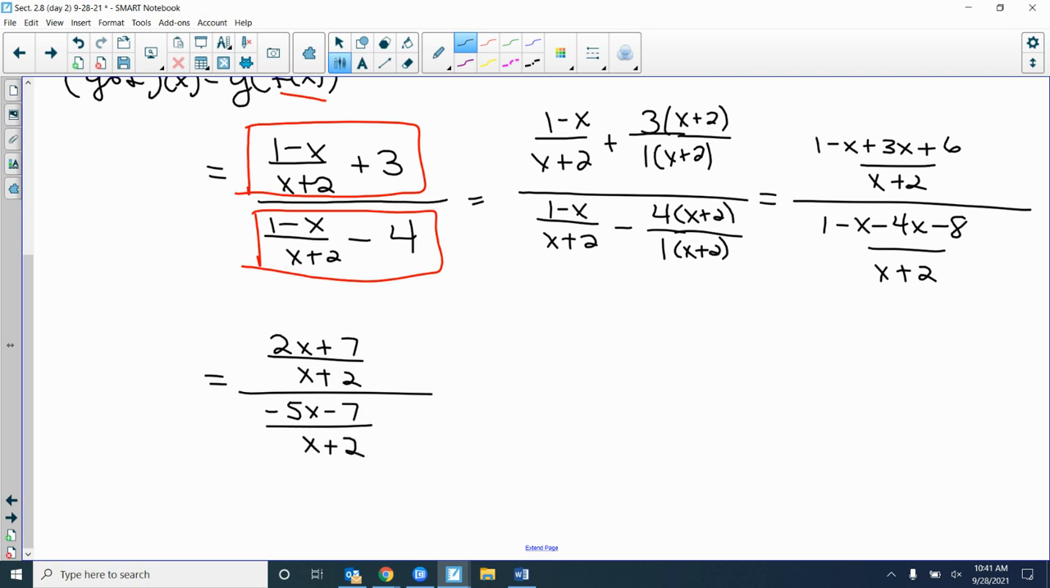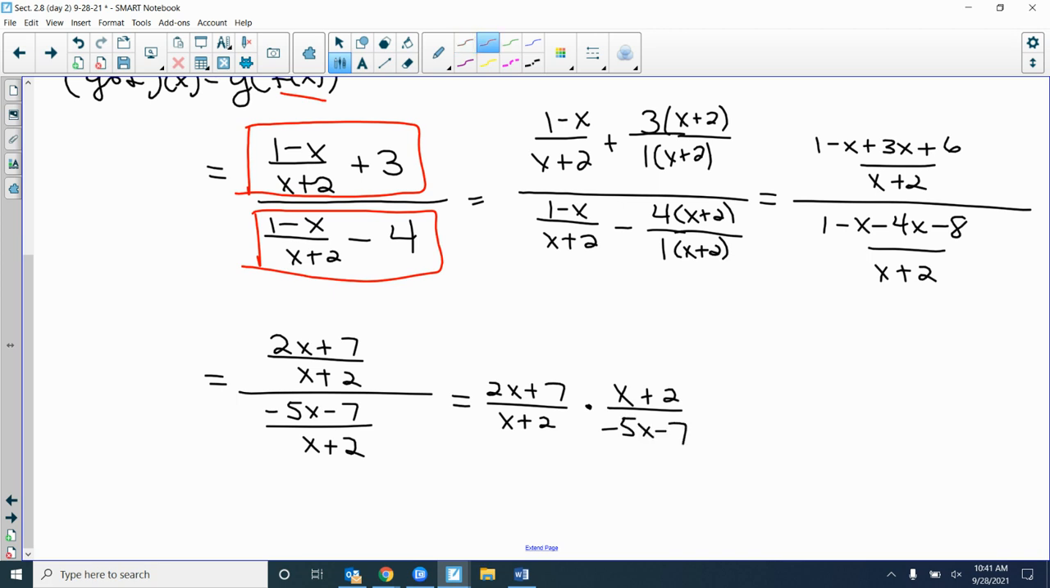Can I leave that as my answer? It's a complex fraction. Keep, change, flip. So it's really a fraction divided by a fraction. Keep the top one, 2x plus 7 over x plus 2, times flip, x plus 2 over negative 5x minus 7.